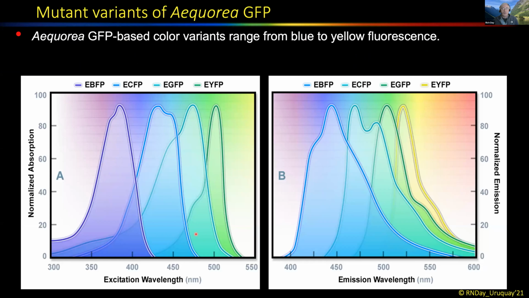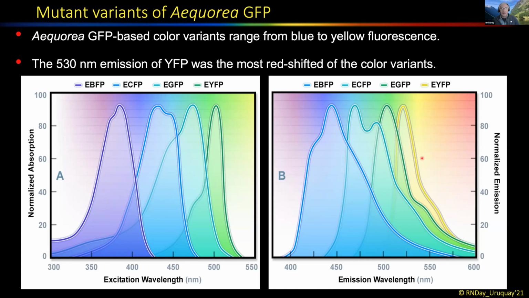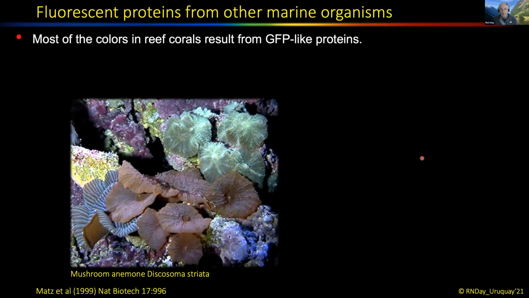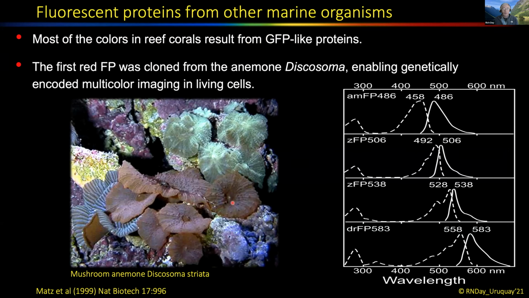So the Aequorea mutations generated, as I mentioned, blue, cyan, green, and yellow fluorescent proteins, but this was as far as investigators were able to get towards the red spectrum. So there was still a need for improved color variants. And so a number of investigators have been screening corals and fish and other marine organisms looking for novel fluorescent proteins. One of the first ones that came out of these types of screens were the red fluorescent proteins. This was work done by Matz in Moscow, and they used reef corals and began to look for novel fluorescent proteins. And this is Discosoma striata. It's the mushroom anemone.